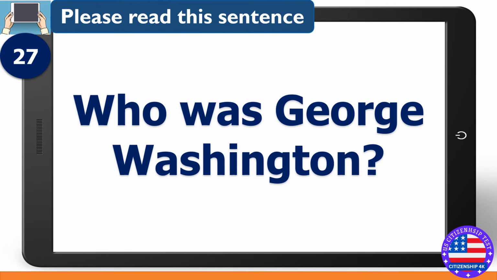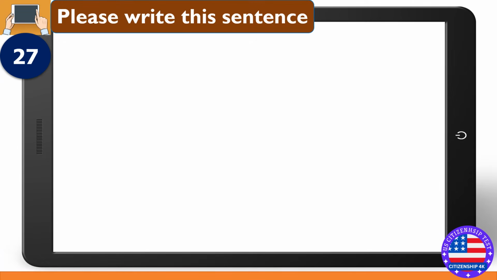Please read this sentence. Who was George Washington? Who was George Washington? Please write this sentence. Washington was the first president. Washington was the first president.